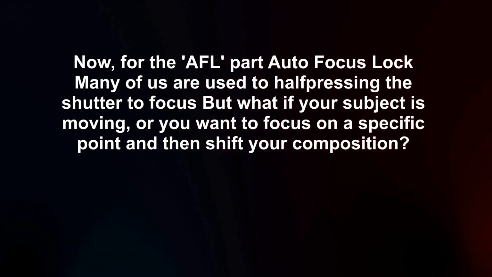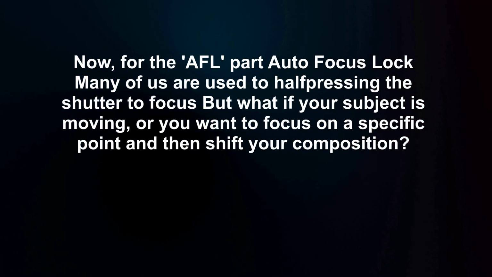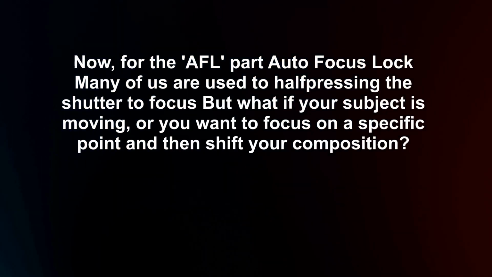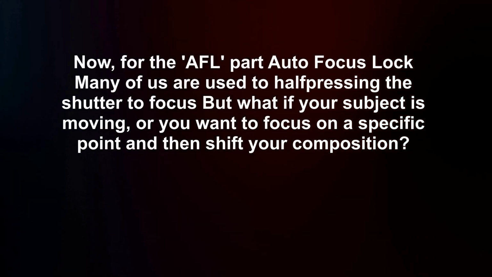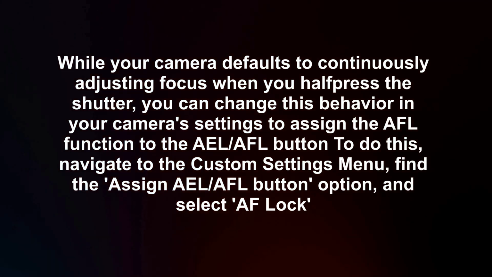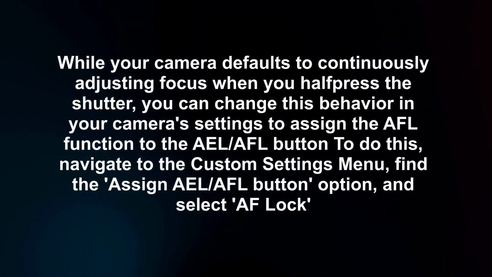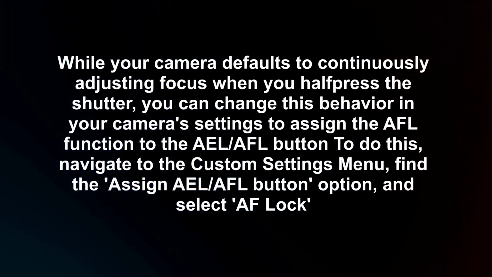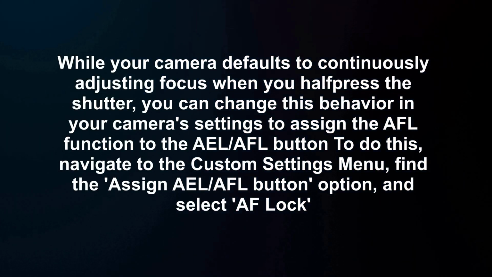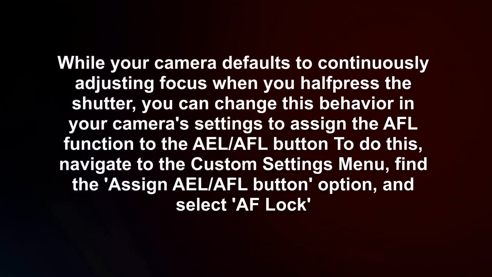Now, for the AF-L part, autofocus lock. Many of us are used to half-pressing the shutter to focus, but what if your subject is moving, or you want to focus on a specific point and then shift your composition, while your camera defaults to continuously adjusting focus when you half-press the shutter? You can change this behavior in your camera's settings to assign the AF lock function to the AFL button. To do this, navigate to the Custom Settings menu, find the Assign AFL button option, and select AF Lock.